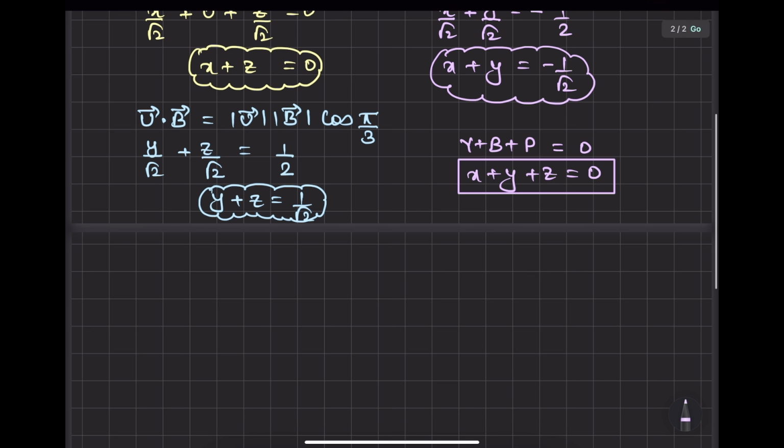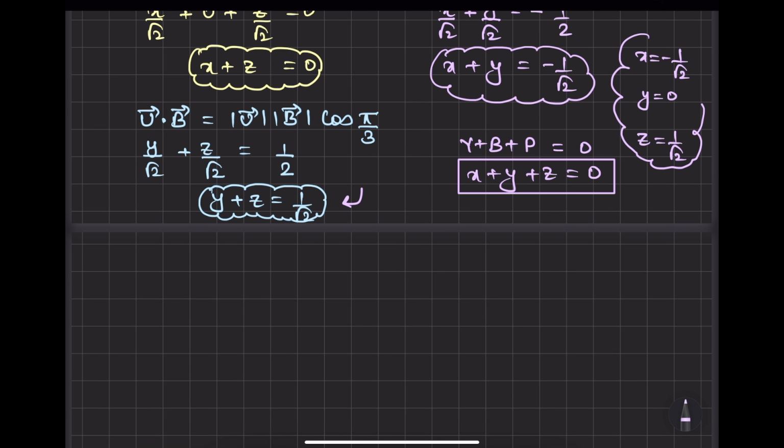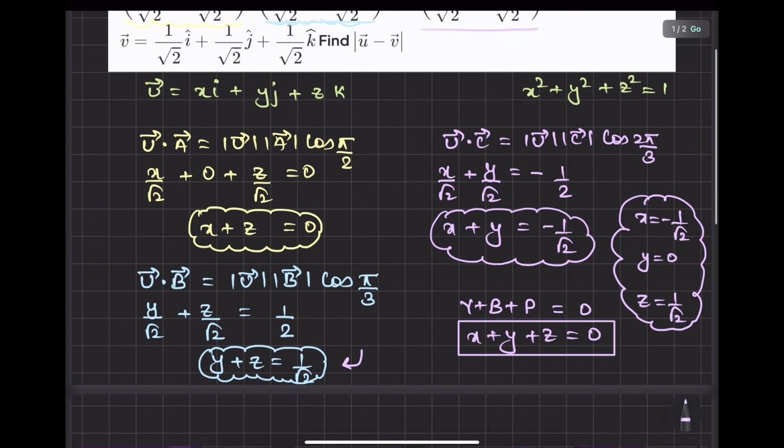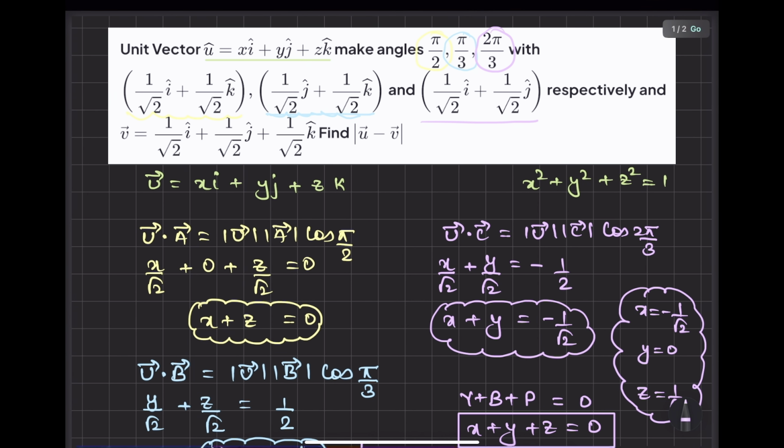Now look at this. Since x plus z is 0, if x plus z is 0, don't you think y will become 0? And if y is 0, x will become what? Minus of 1 by root 2. And if y is 0, don't you think that z will become 1 by root 2? Okay, so we got the values of x, y and z. So we got our u vector.